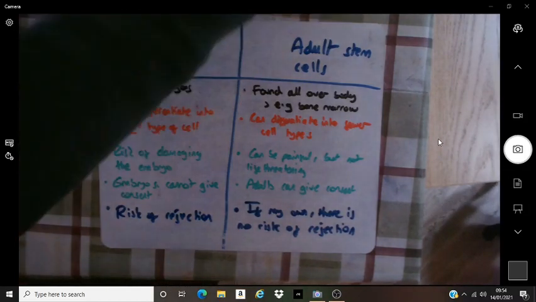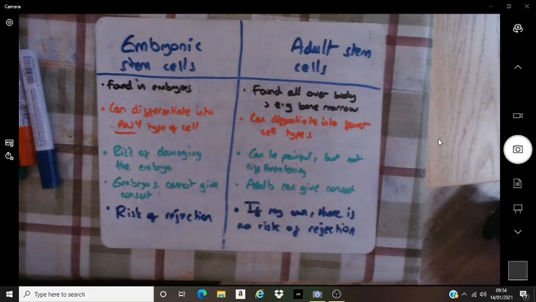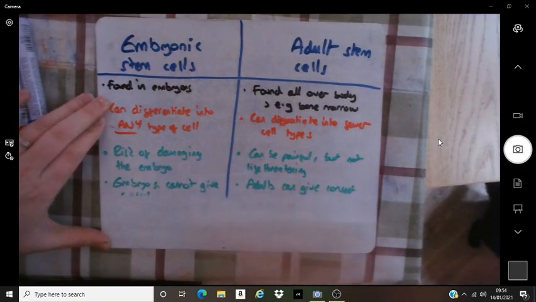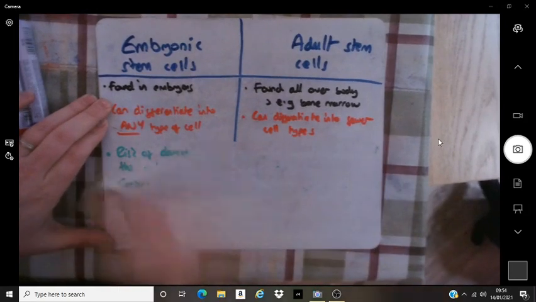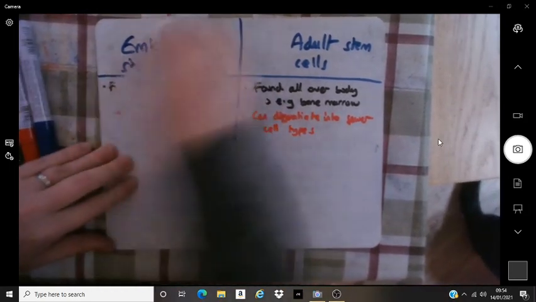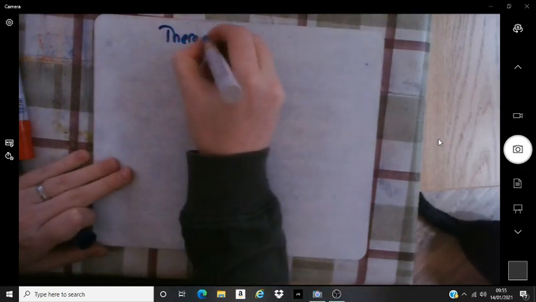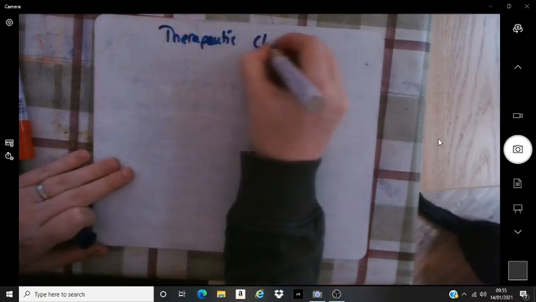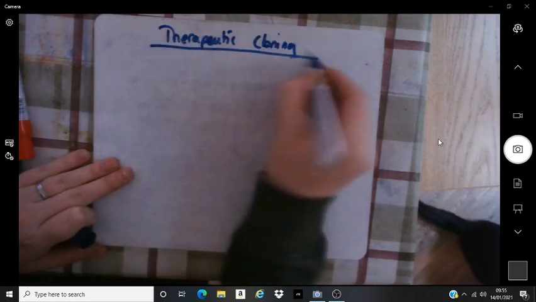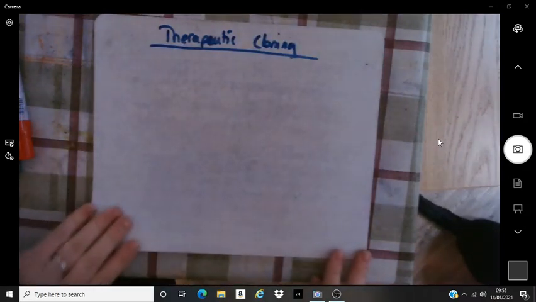So the final thing I'd like to leave you with is actually a grade 9 idea of therapeutic cloning. So again, grade 9 idea right now. Therapeutic cloning. Embryonic stem cells are clearly the best thing scientists can get hold of if you're looking to cure and treat disease.